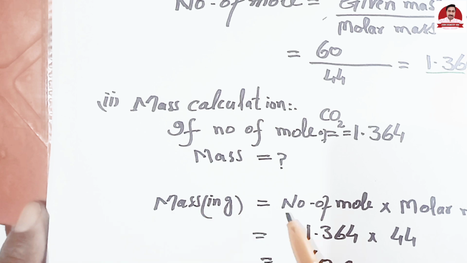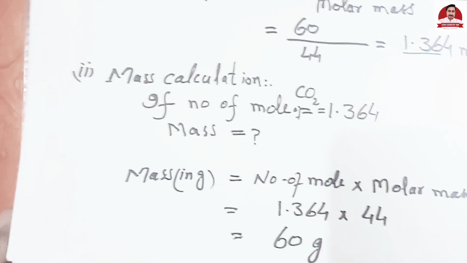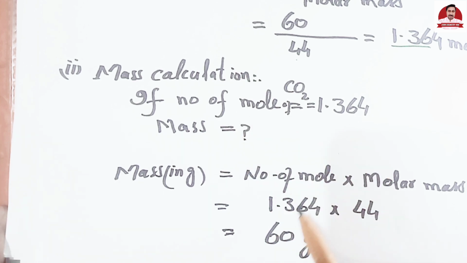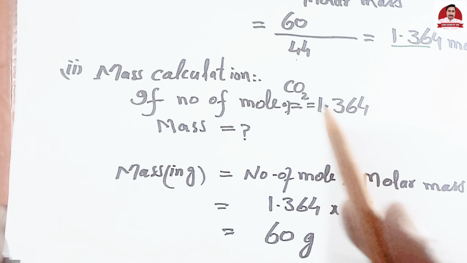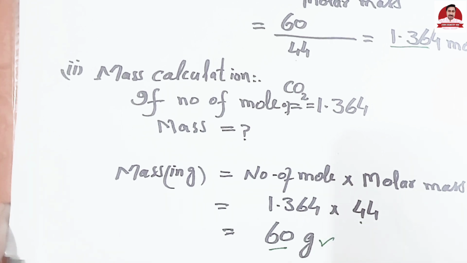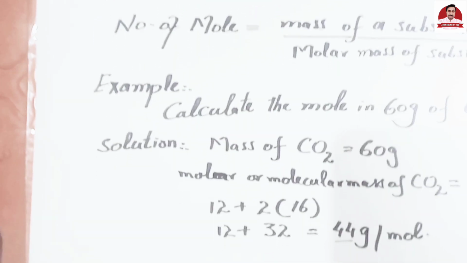So the mass is equal to the number of moles multiplied by the molar mass. As in the question, the number of moles is 1.364, and the molar mass which we have calculated for carbon dioxide is 44. So by multiplying these two, we get 60 gram of carbon dioxide mass. So we calculate here mole mass calculations.